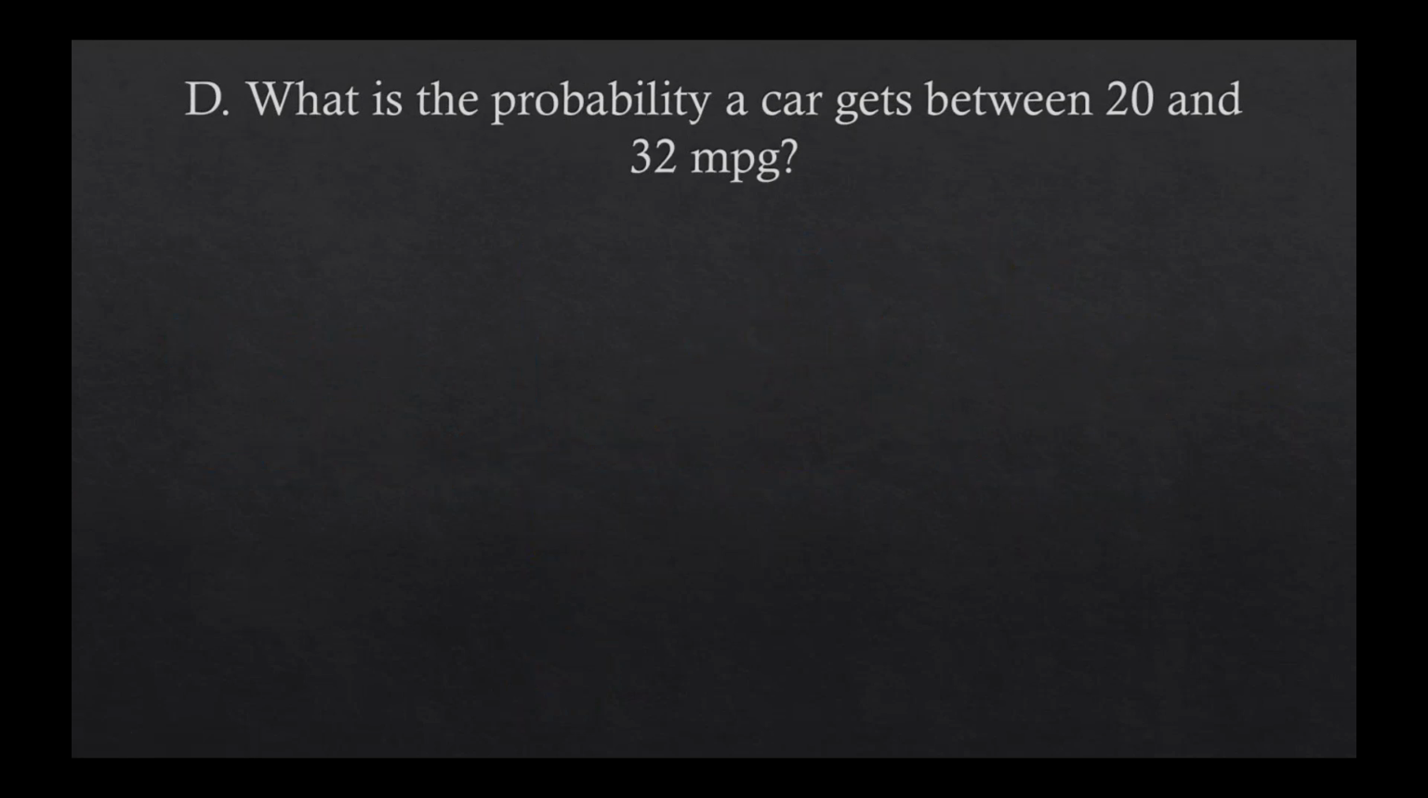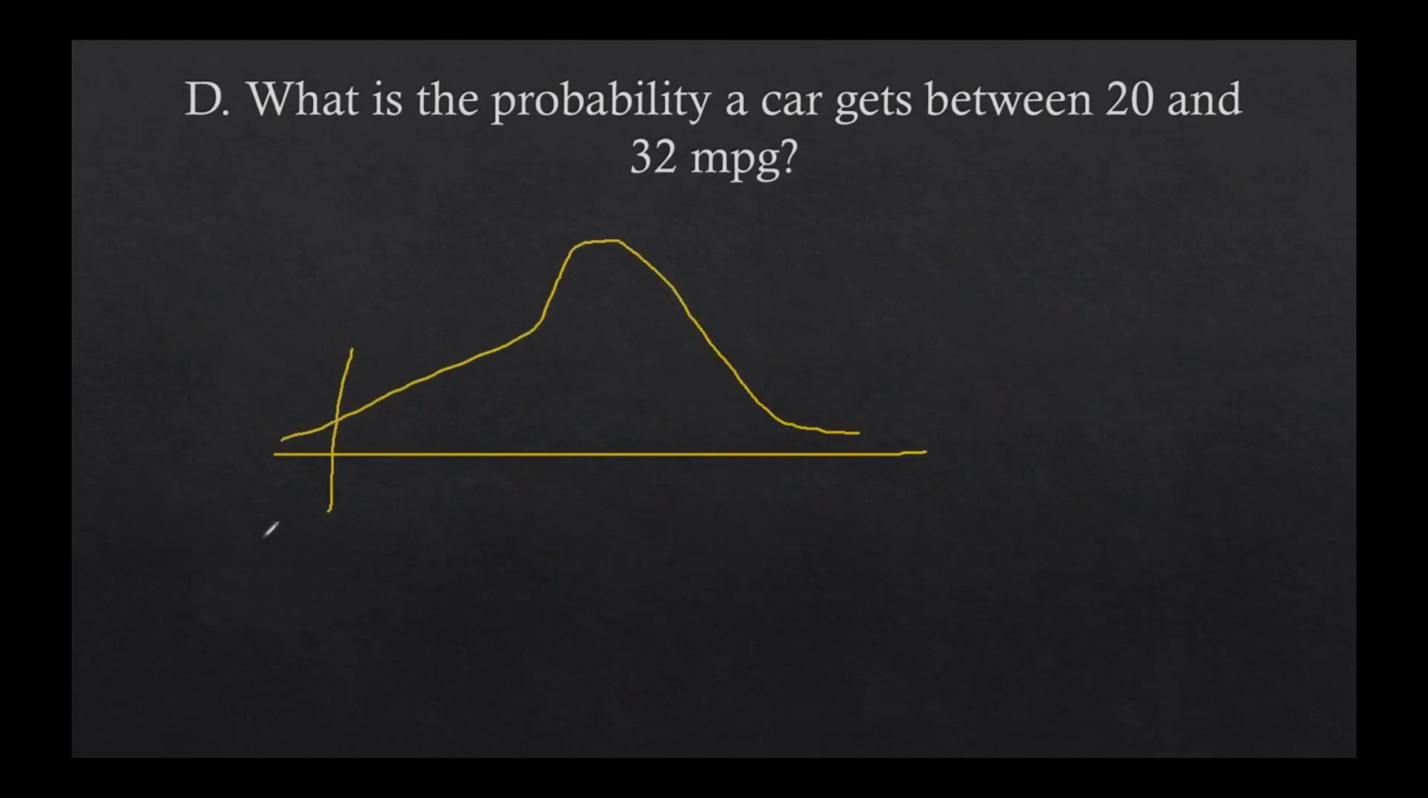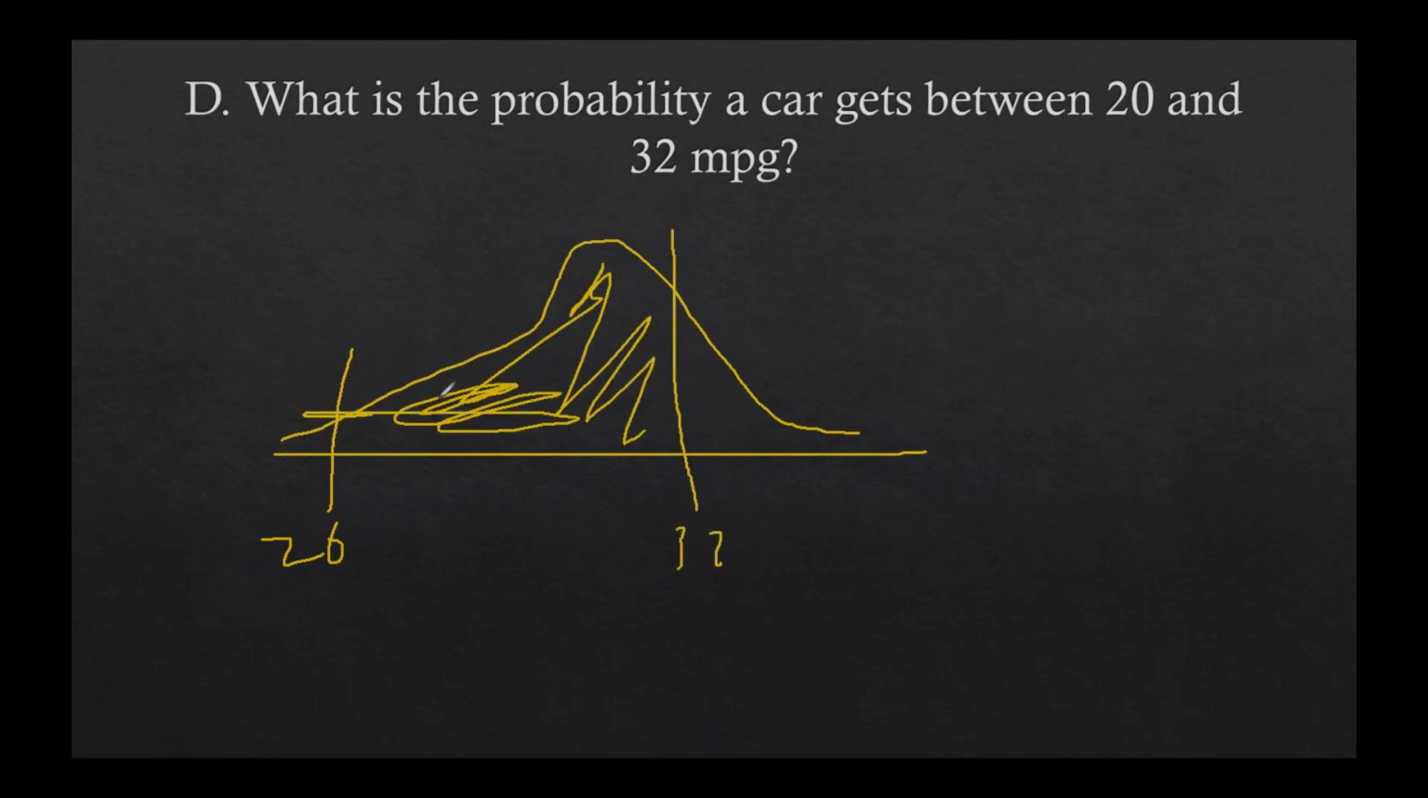Now we're talking about between 20 and 32. If you have your picture, you locate 20, which is way down here. You locate 32, which is about right here, and it's between. So you're looking at just the percentages that are between those two values. You add these up.